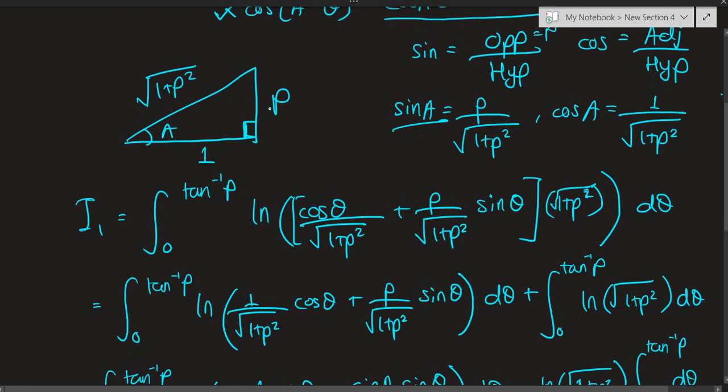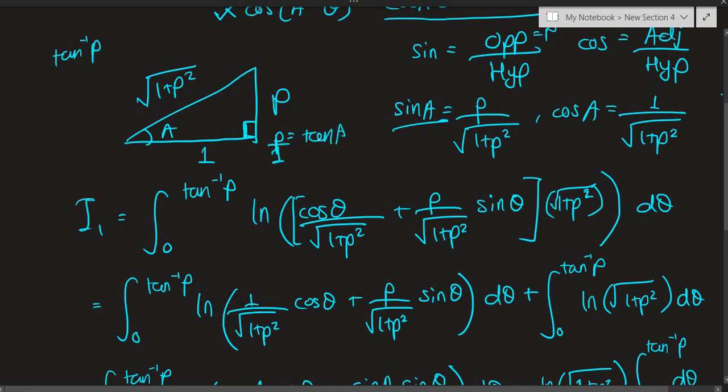So inverse tangent of p, how can we represent p basically in terms of angle a? If you look closely, p over 1 is equal to the tan of a.